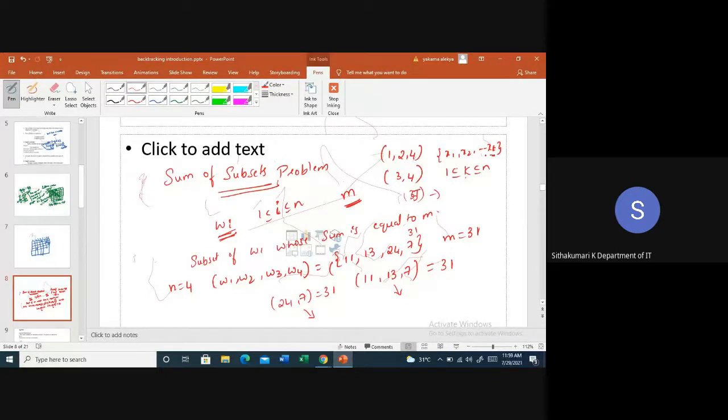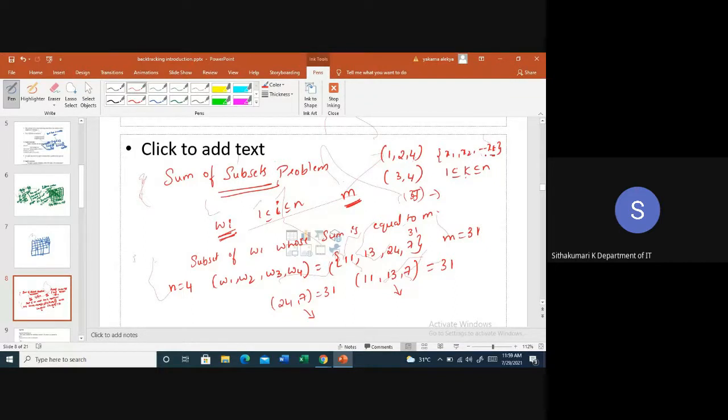Sometimes by adding all the integers in the given subset, you can get the value of m. So different solutions will have different sized tuples. One solution vector may have three numbers, another solution may have 2 numbers, or you can have a single number also. So different solutions will have different sized tuples.